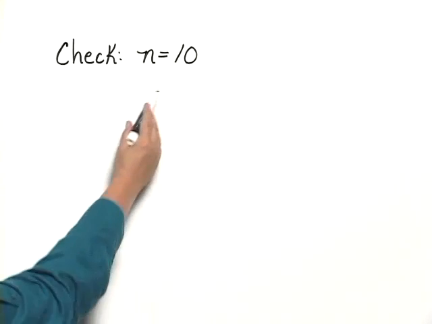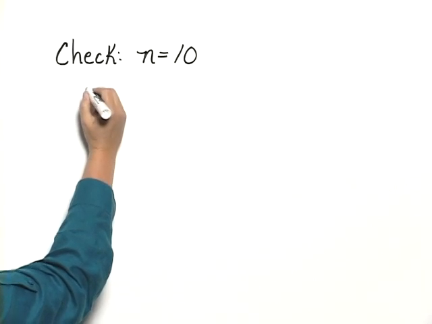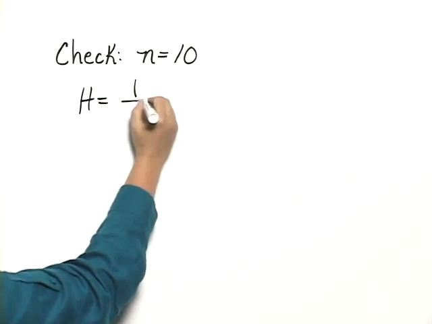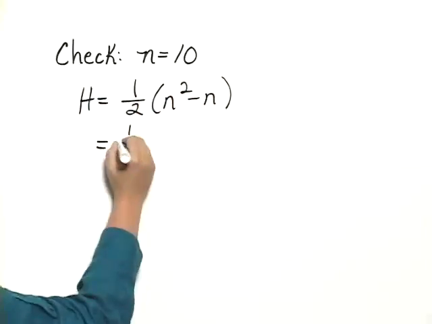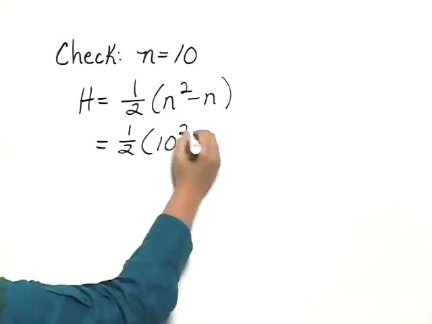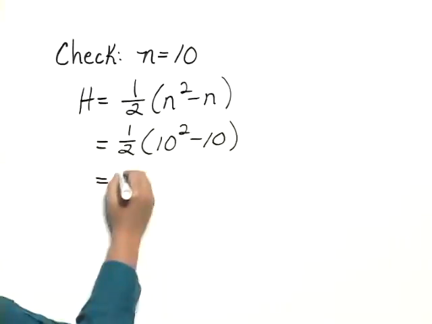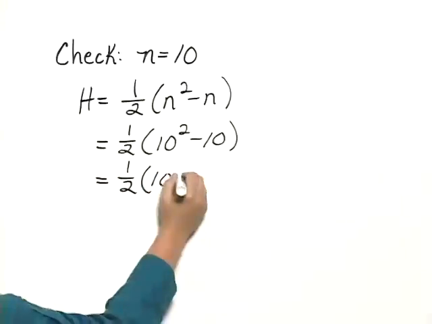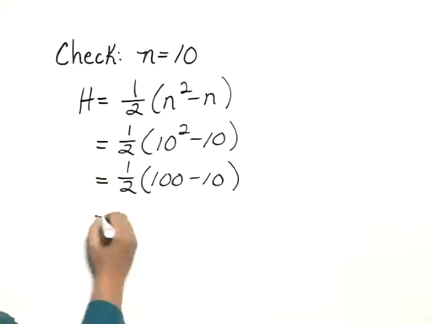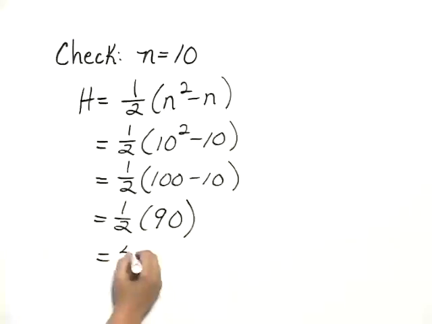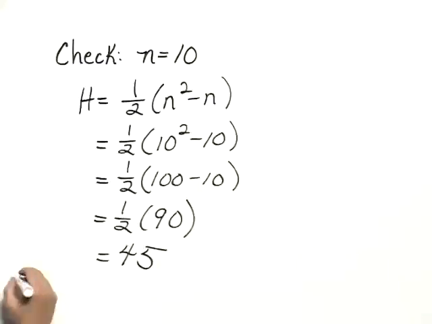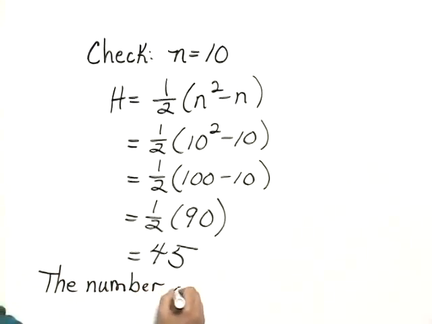To check our answer, we substitute 10 for n in the equation. H equals 1/2 n squared minus n, which is 1/2 times 10 squared minus 10, which is 1/2 of 100 minus 10, which is 1/2 of 90, and half of 90 is 45. And that does check, since that's the total number of handshakes. So we state that the number of people is 10.